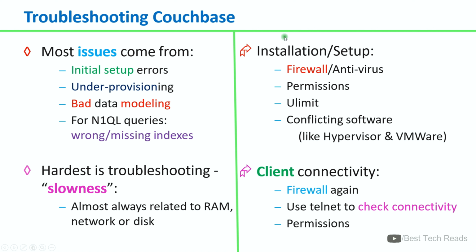Issues we get during installation or setup are mostly related to firewall or antivirus. We need to check this part when we are facing issues related to installation. We need to check the permissions also, have a look at ulimit, and make sure there is no conflicting software.